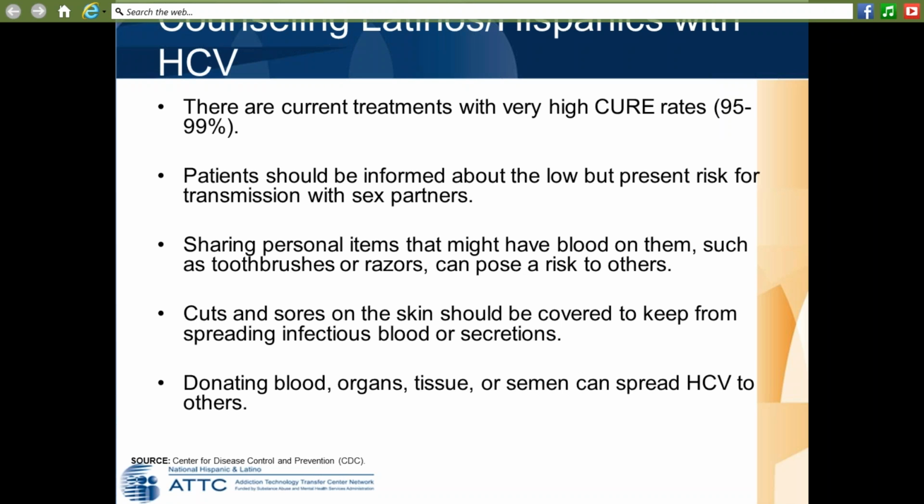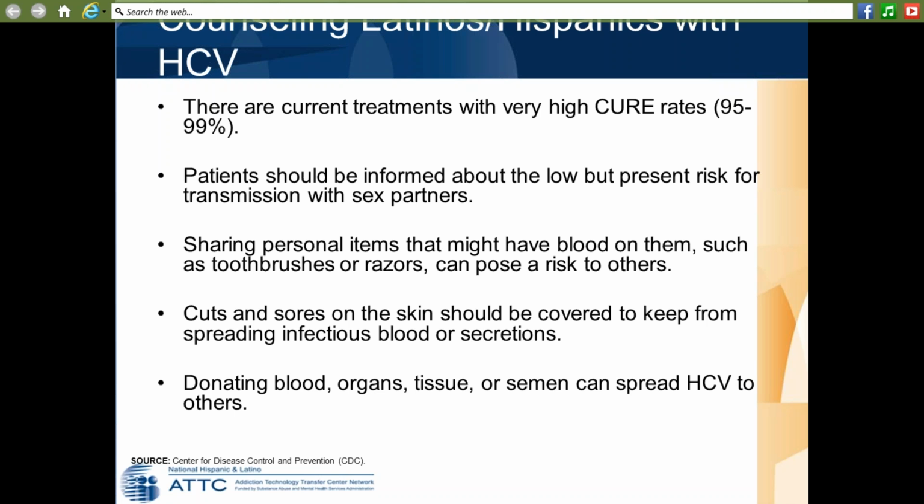Dr. Monterrey also talked about current treatments and very high cure rates, 95 to 99%, and over 90% for most people. But patients should be informed about the low but present risk for transmission with sex partners. Dr. Monterrey talked about that. So when counseling people, we need to spend some time exploring that with them, and not just mention it in passing.